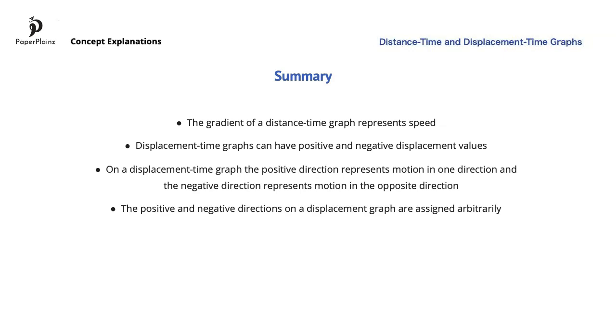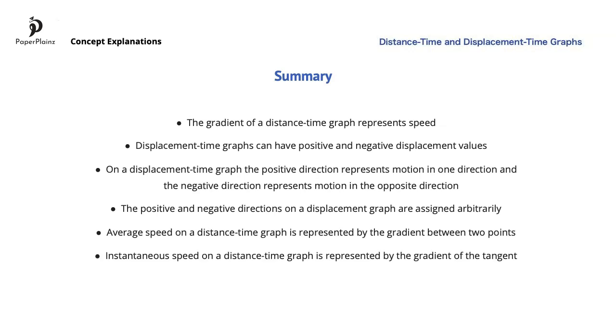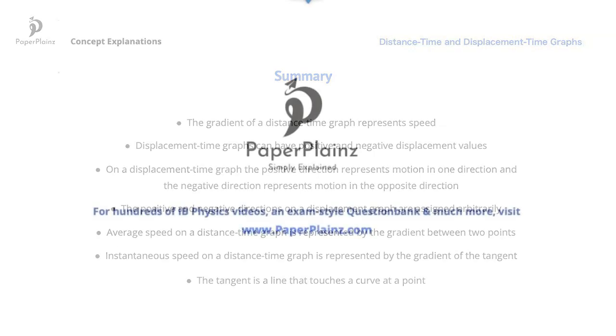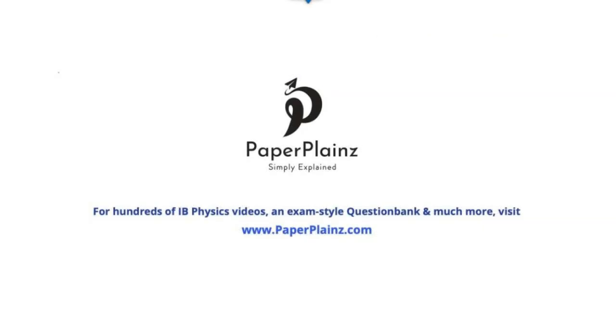Through 2 examples, we saw that average speed on a distance-time graph is represented by the gradient between 2 points, and that instantaneous speed on a distance-time graph is represented by the gradient of the tangent. And we briefly mentioned something that you probably know from math, and this is that the tangent is a line that touches a curve at a point. This completes our discussion about distance-time and displacement-time graphs.